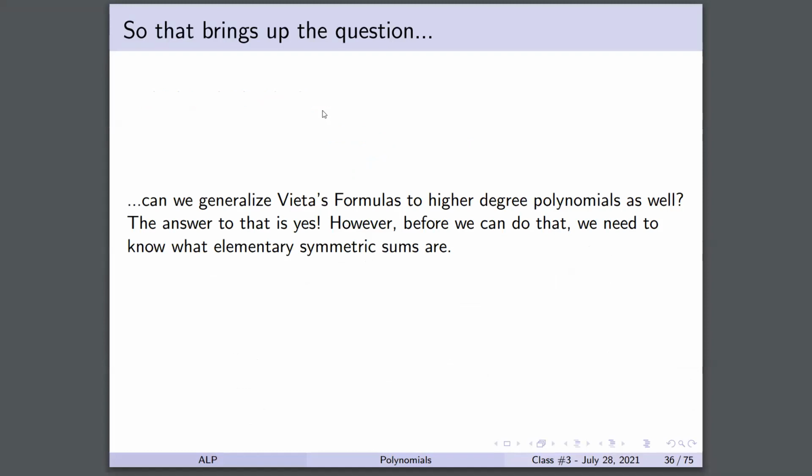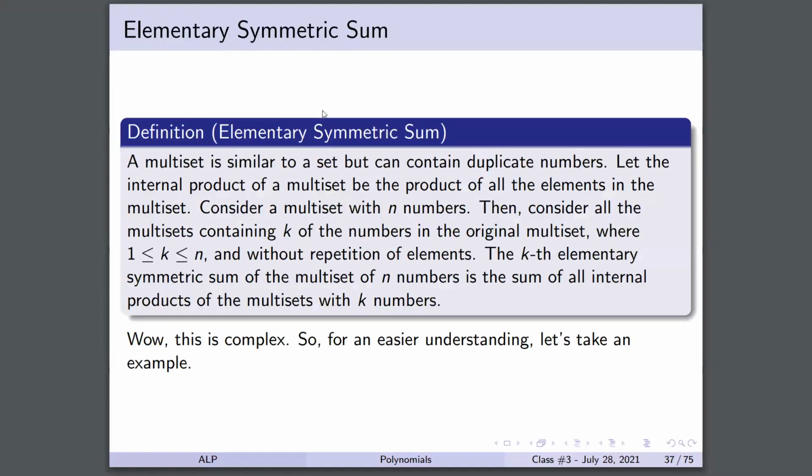Excuse me. So we can generalize Vieta's formulas to higher degree polynomials. And we need to know what elementary symmetric sums are. So basically you can read this. An elementary symmetric sum involves a multiset, which is similar to a set but can contain duplicate numbers.